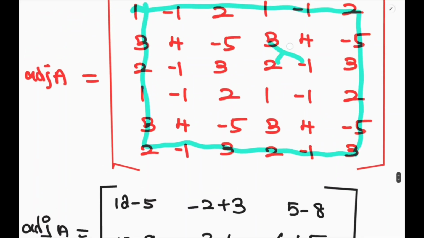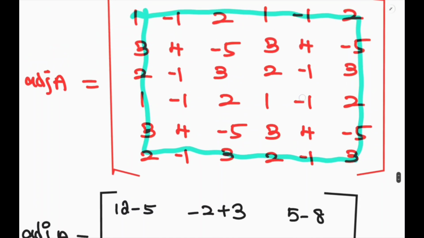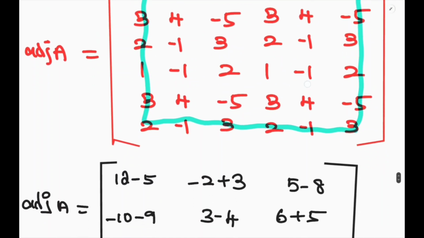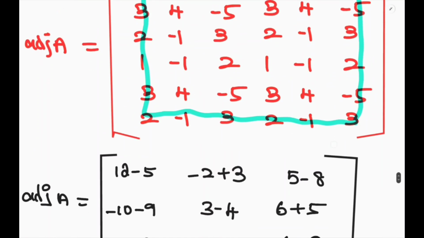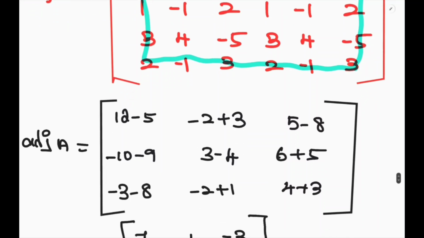Then third row minus 3 minus 8. So that is this entry. And then minus 2 minus of minus 1 becomes plus 1. So minus 2 plus 1. Then 4 plus 3. So that is this entry. So this is your adjoint entry. So after adding this, you will get the respective adjoint of A matrix.